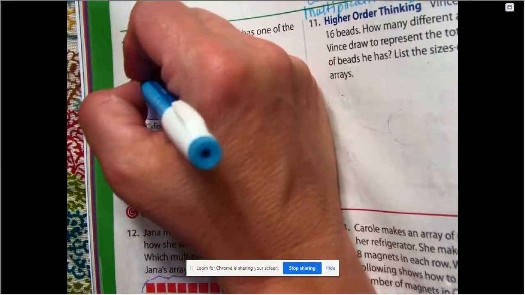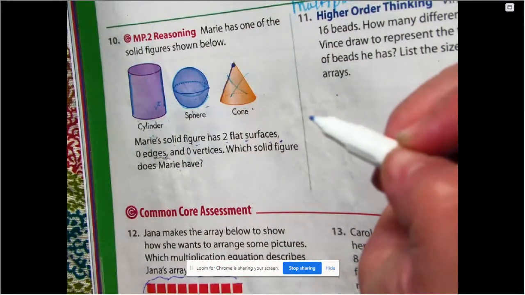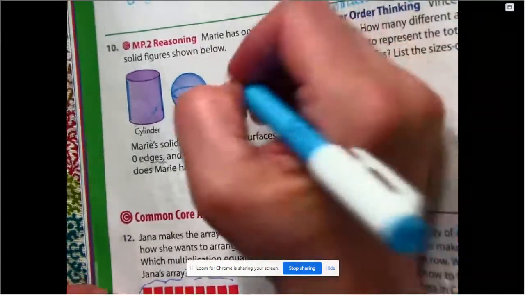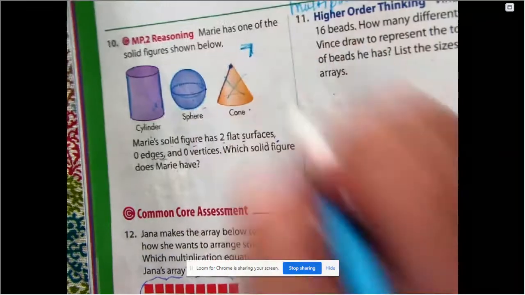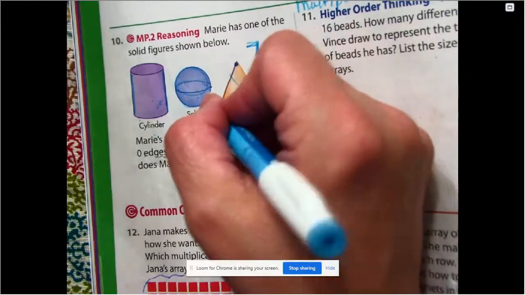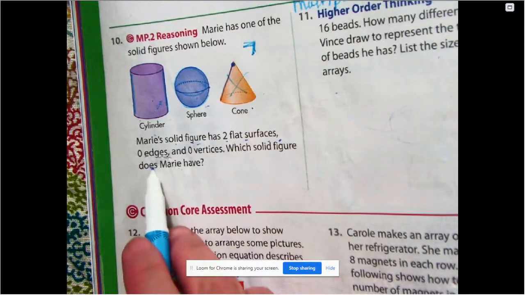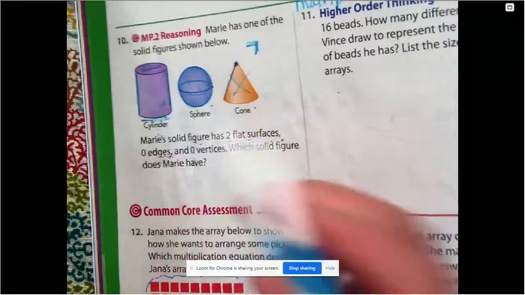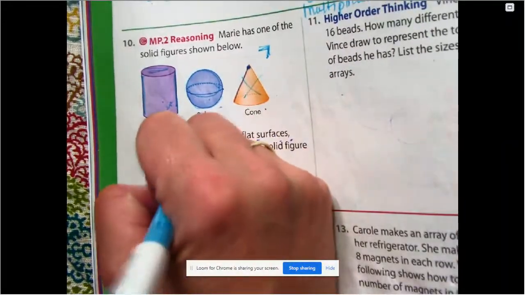Let's go back to this side. Are these edges or are those sides? Let's think about that a little bit. Let's be a little bit more critical. Edges, like that's an edge right here on a square. Do we have any of those on the cylinder? Do we have any of those on the sphere? Okay, no edges on either one of them, but which one has 2 flat surfaces? Here's a flat surface. Here's a flat surface. Okay, so it's going to have to be the cylinder.